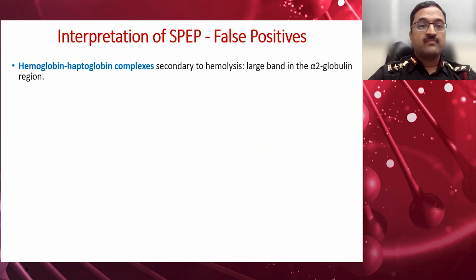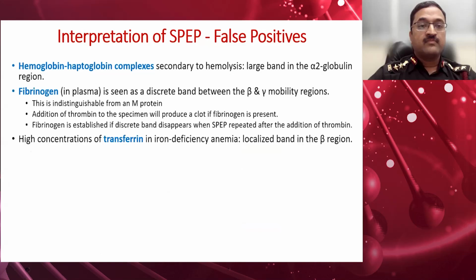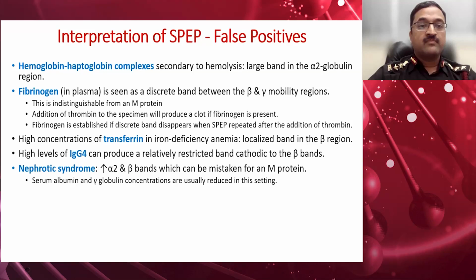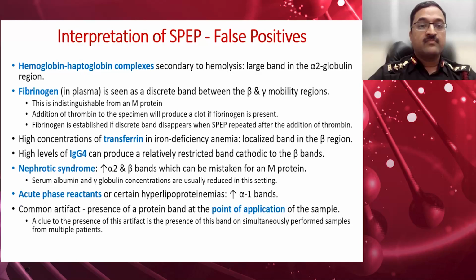So there are various reasons which can lead to false positives for protein electrophoresis. One is hemoglobin-haptoglobin complexes. Second is fibrinogen, which can lead to a problem. Sometimes in severe iron deficiency anemia, the transferrin can be localized in the beta region. Patients with IgG4 can have a relatively restricted band in the beta region. The nephrotic syndromes can have an increased alpha-2 and beta, which can be mistaken for M proteins. Acute phase reactants can sometimes lead to it. And most importantly, the commonest artifact is the point of application of the sample. If the sample is not properly applied on an agarose gel, that can lead to abnormal bands.